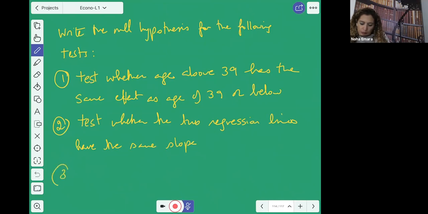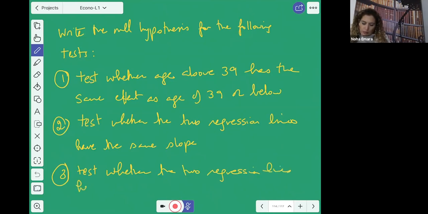3, test whether the two regression lines have the same intercept. Okay, so this is your homework for next week, and we're going to discuss your answers.